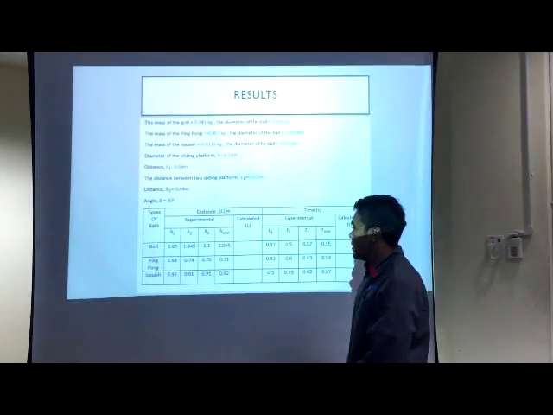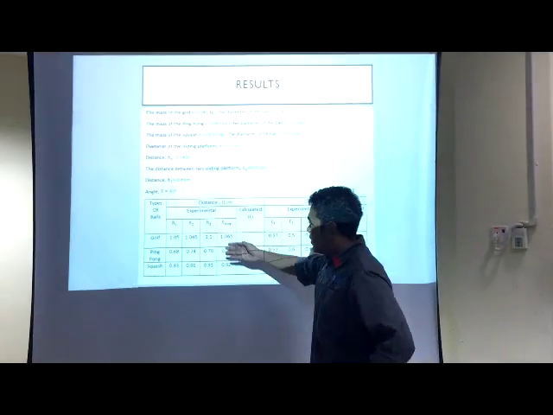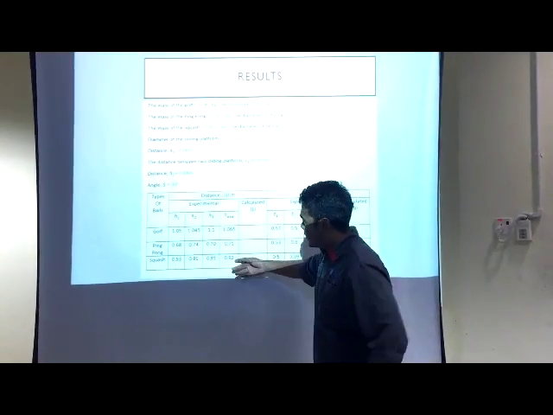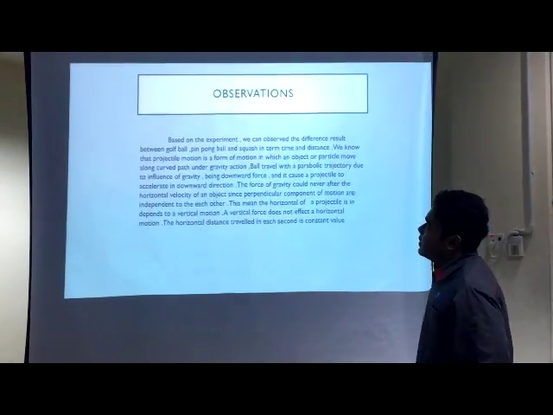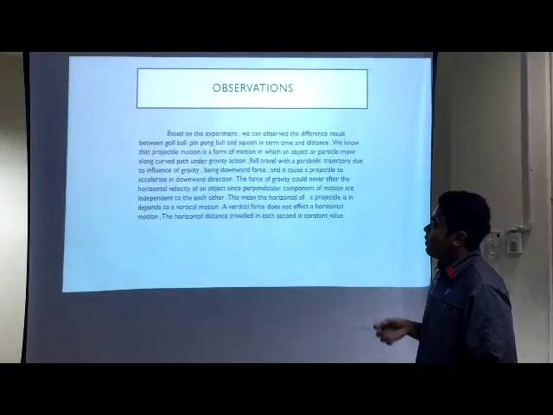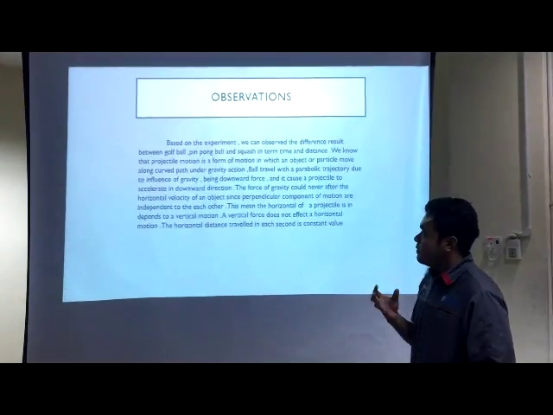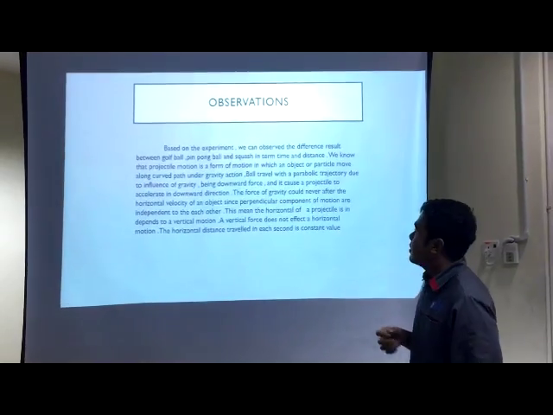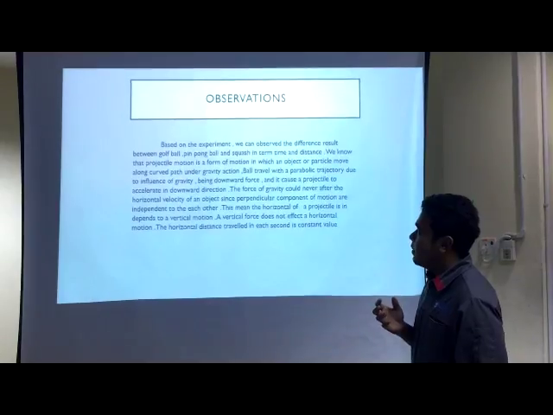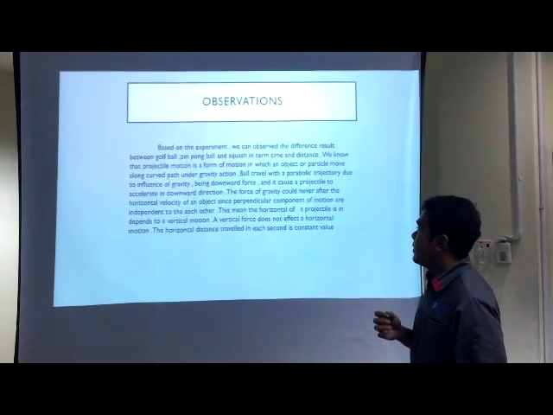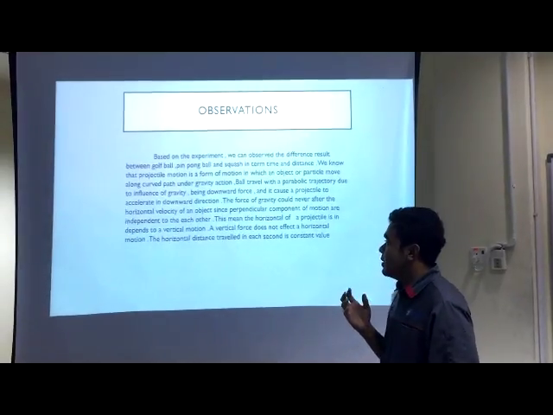Okay, you can see a difference in terms of time and distance between a golf ball, ping pong ball and squash ball. We know that projectile motion is a form of motion in which an object or particle moves along a curved path under gravitation. The ball travels with a parabolic trajectory due to the influence of gravity, the downward force, which causes a projectile to accelerate in the downward direction.